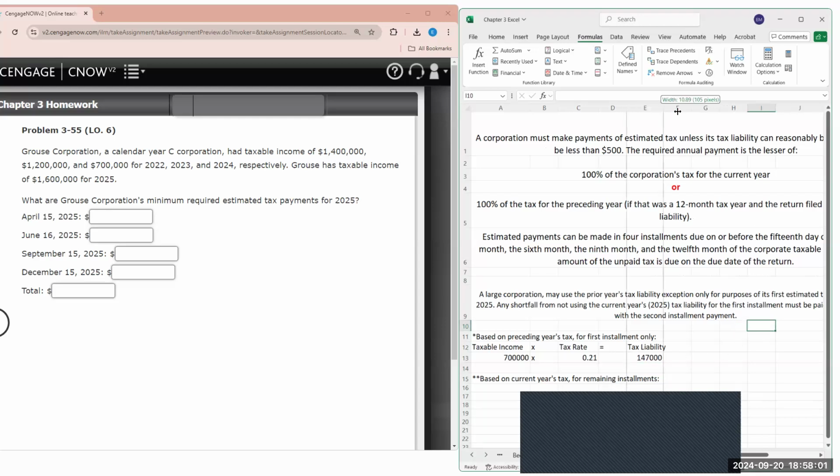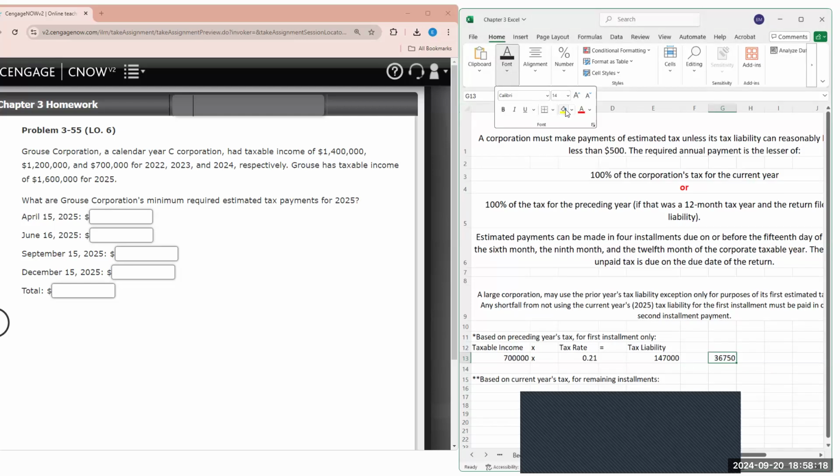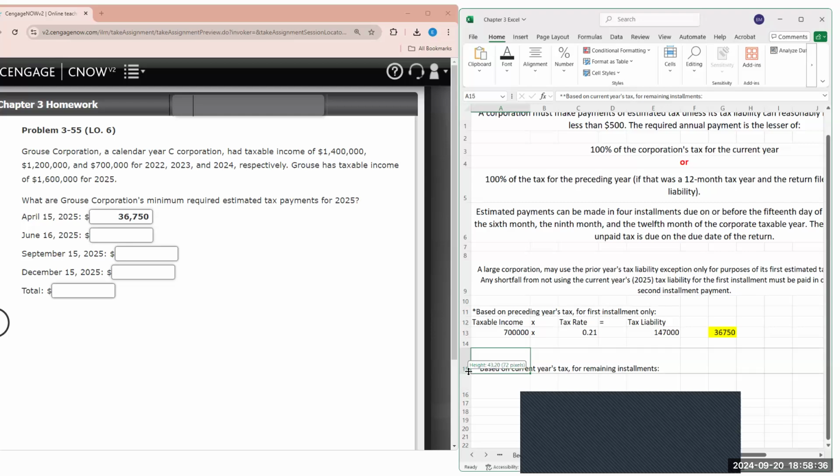So therefore, the prior year tax liability of 147,000, we divide it by 4 because again, there's 4 installment payments. So therefore, the minimum required estimated tax payment for the first quarter should be $36,750. Again, this is based on a preceding year's tax. So now we essentially need to determine the remaining installments for the current year.